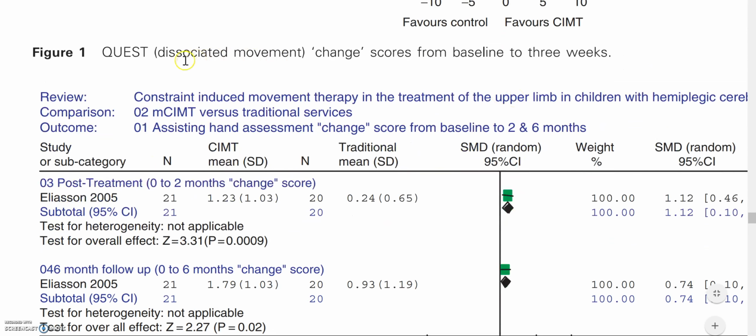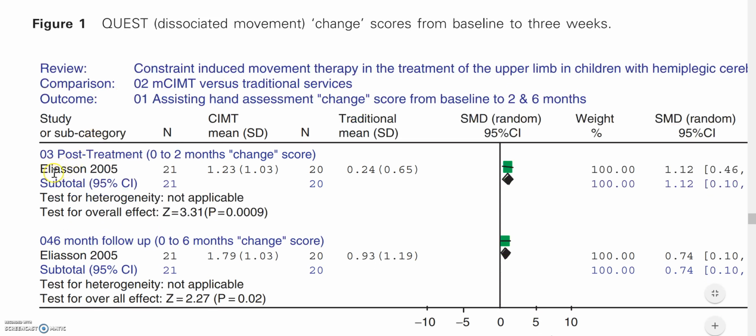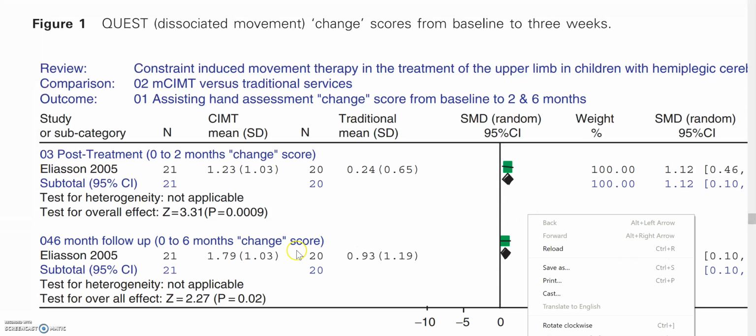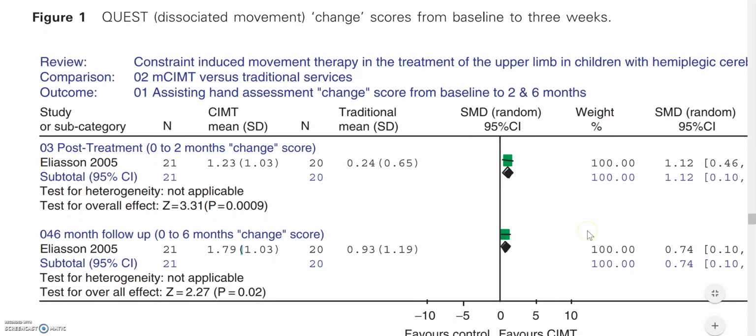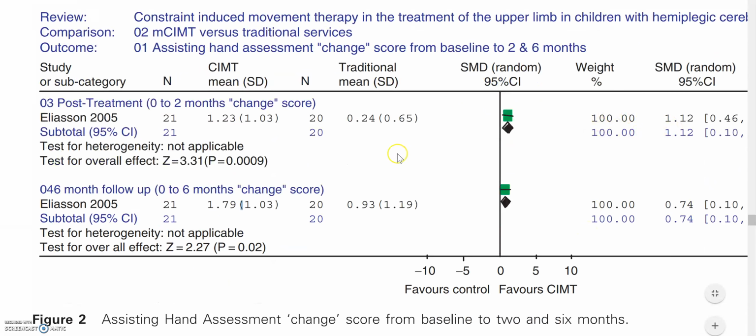Now we go down. This is something else that they were assessing for. And then they give you, technically, it's the same study, but a continuation of the same study. So here we have post-treatment 0 to 2 months, and then they did follow-ups from 0 to 6. Again, they cannot test for heterogeneity because they're done separately. The weight, again, if that makes sense, is 100% because those studies are only being looked at by themselves.